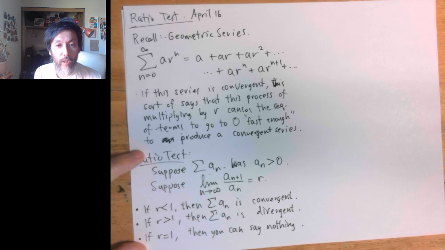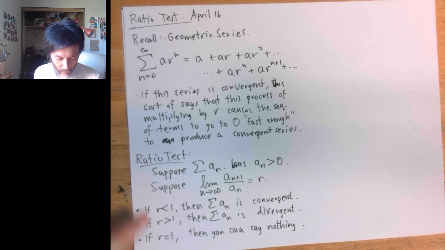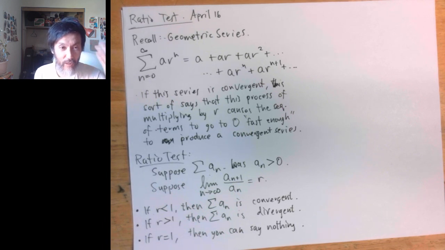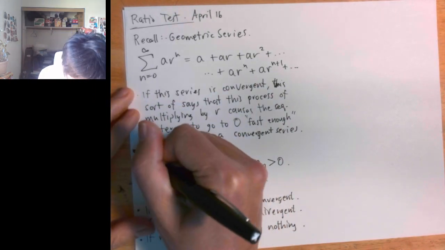But in the ratio test, if r is equal to 1, you should say to yourself, my eyes, the goggles, they do nothing. The ratio test does nothing in the case where r is equal to 1. You get no insight.